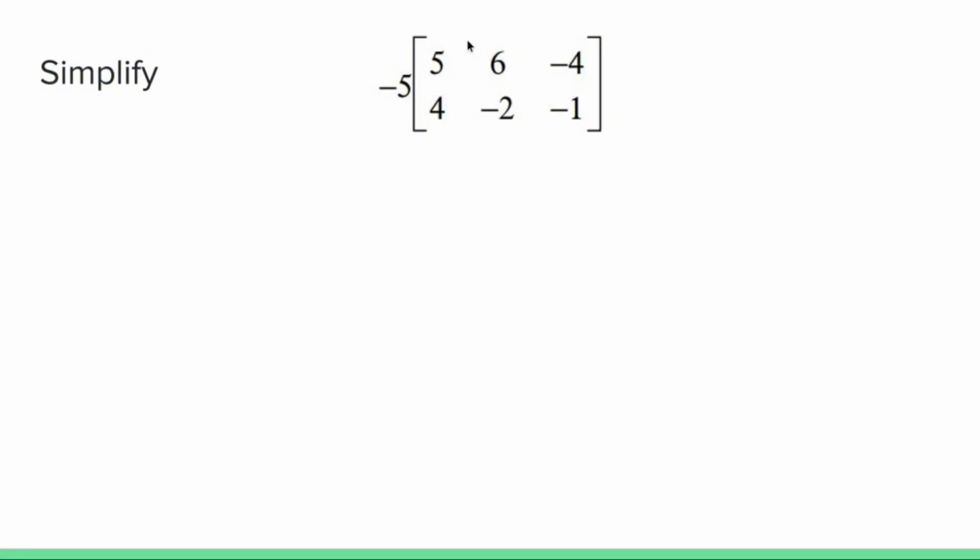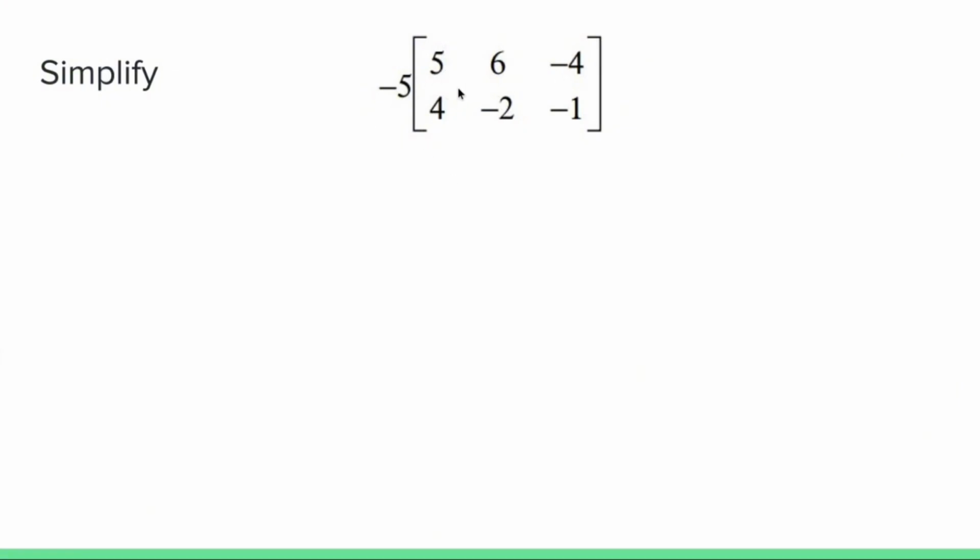Simplify -5 times this matrix. This process is called scalar multiplication. You have yourself a nice matrix. It's a, what is that, a 2 by 3. You got 6 elements living in here and a -5 being multiplied to it.